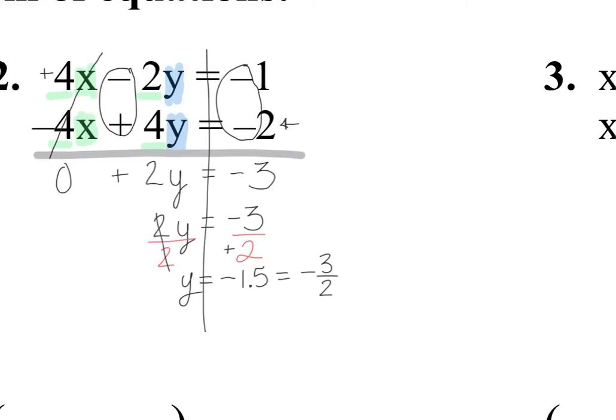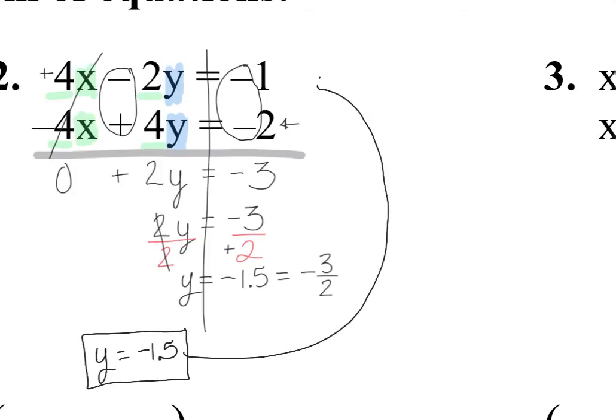Alright, so again, this is just my y value. So all I know is that y equals -1.5. I don't know my x yet, so I need to go back and substitute into one of these equations. It does not matter which one I choose, but I'll just choose the first one. You can always choose the second one. There's nothing stopping you from doing that.